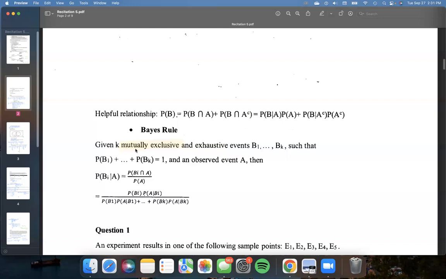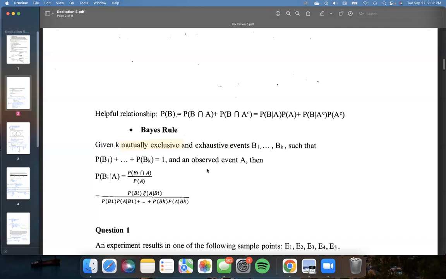So let's say we're given K mutually exclusive and exhaustive events, B1 through BK, such that the probability of B1 plus the probability of B2 all the way to the probability of BK equals 1, and an observed event A. Then we have the probability of Bi given A equals the probability of Bi intersect A divided by the probability of A. And that equals the probability of Bi times the probability of A given Bi, divided by the probability of B1 times the probability of A given B1, plus the probability of B2 times the probability of A given B2, all the way to plus the probability of BK times the probability of A given BK.